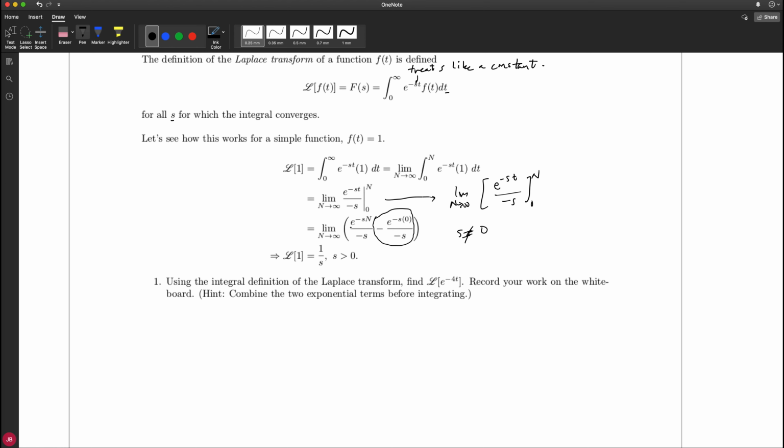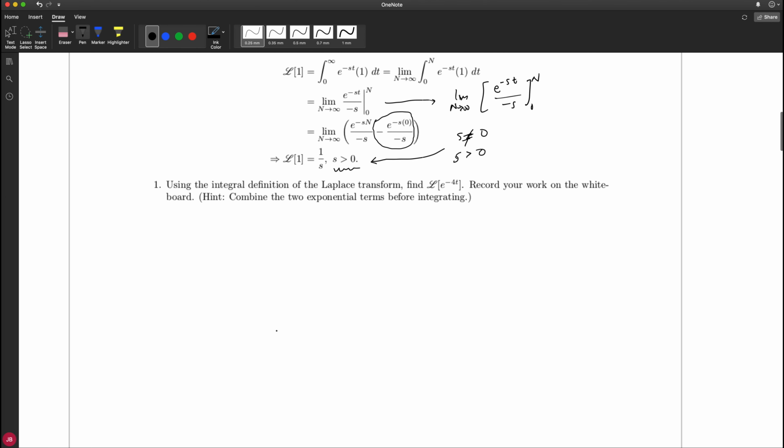In order to get this term to go to 0, we know that N is very large and positive. So that means that negative s better be negative, which is to say that s better be positive. And that's where this comes from. So not only can s not be 0, s has to be positive. And so that leads us to this conclusion right here. So when you find Laplace transforms by hand, you'll not only find the Laplace transform, but also you'll need the condition on the variable s. Okay, so let's move on.